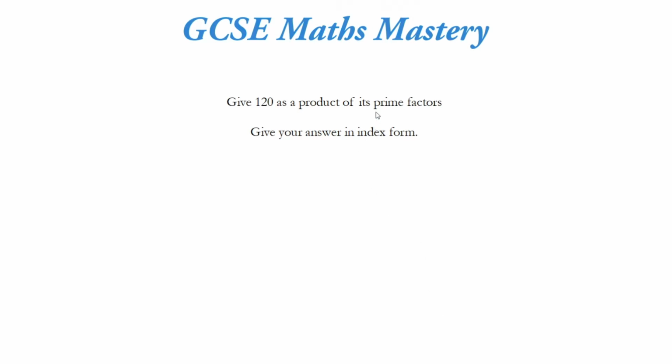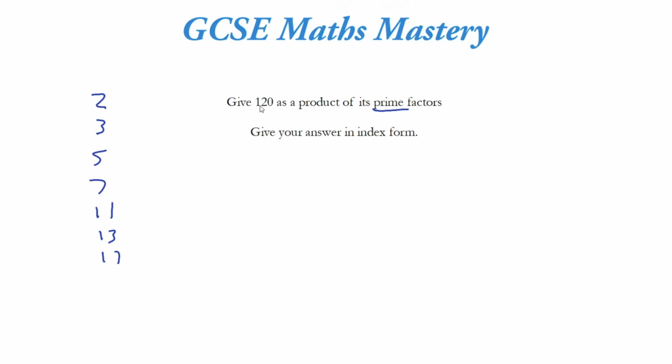So we've got prime here, as we're asked to give 120 as a product of its prime factors in index form. So since we've got prime here, this means to list our prime numbers to start off with, which is going to be 2, 3, 5, 7, 11, 13 and 17. Okay, I just recommend listing the first 6 or 7 prime numbers, as this will save you time in the exam.